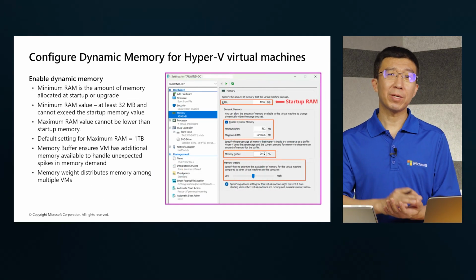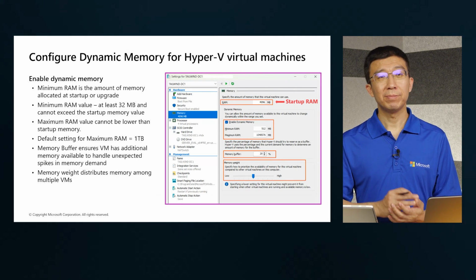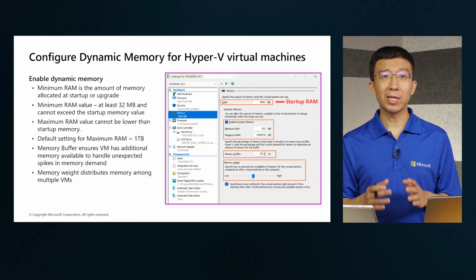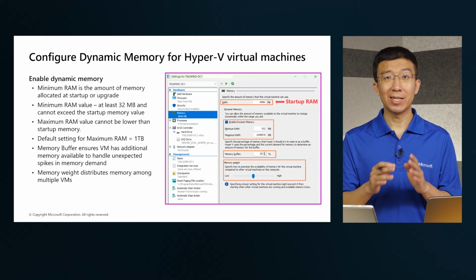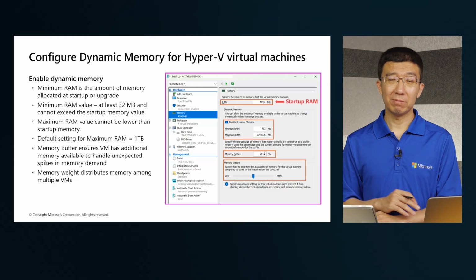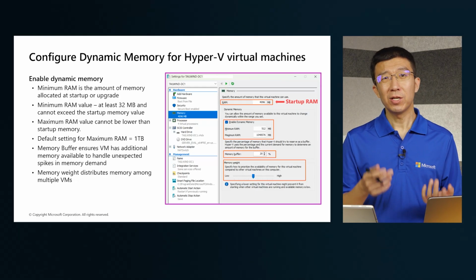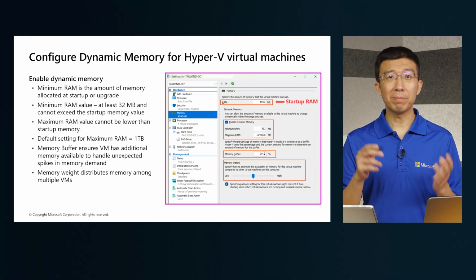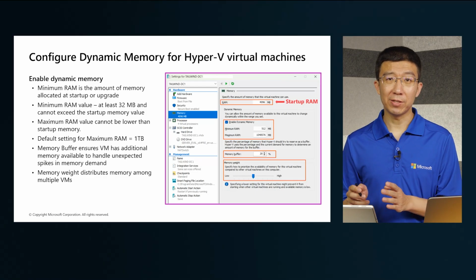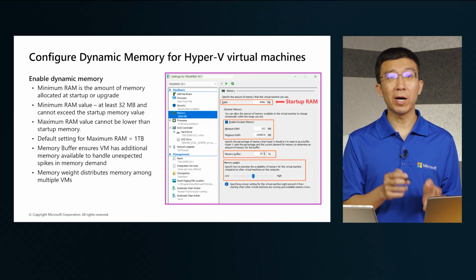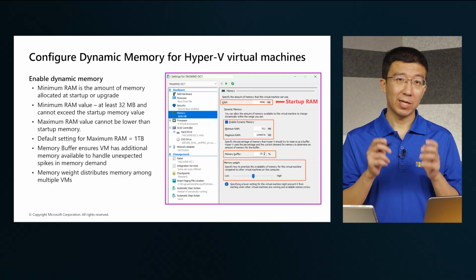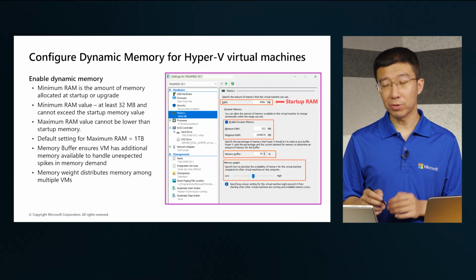Let's talk about dynamic memory in Hyper-V. Dynamic memory allows a virtual machine to use only as much RAM as it needs at any given time, rather than reserving a fixed amount. This means you can run more VMs on the host, making better use of your hardware. Some older applications may not support dynamic memory and require a fixed amount. Always monitor your VMs and adjust the settings based on real usage.